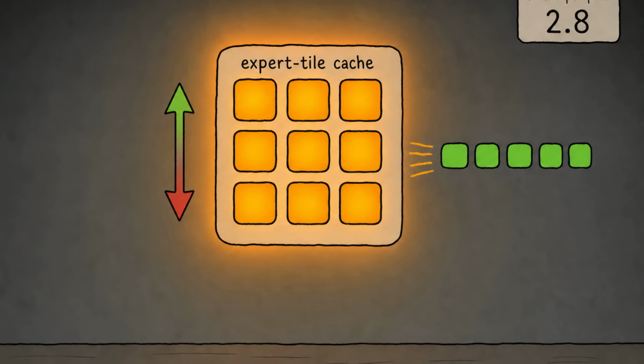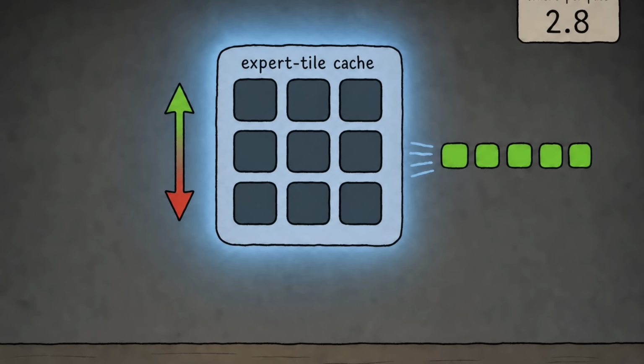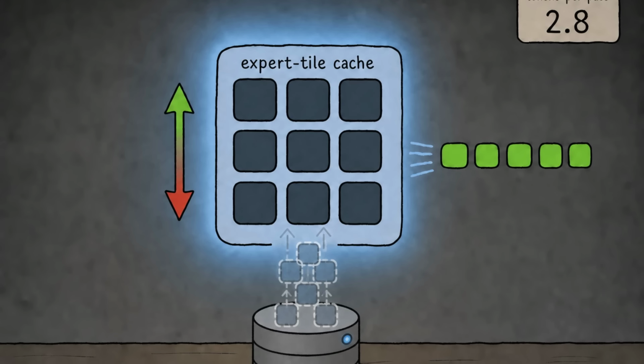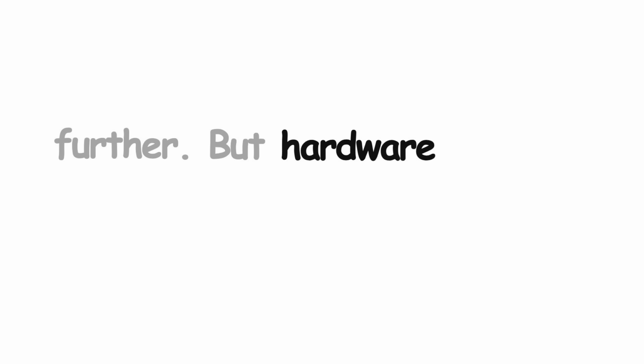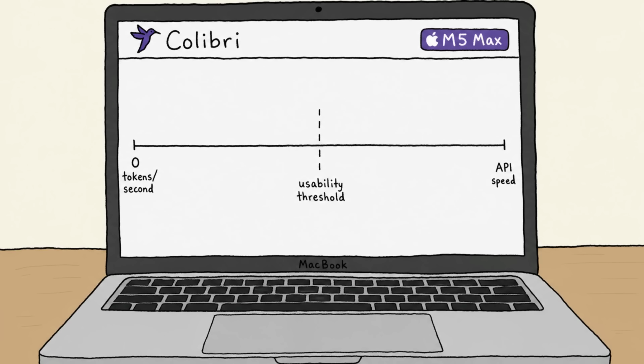Of course, MTP is a double-edged sword. If the cache is completely cold, guessing future tokens means fetching extra, speculative experts from the disk, which can actually slow the generation down even further. But hardware changes the math. Testers running Colibri on an Apple M5 Max with fast internal storage are clocking roughly 1.06 tokens per second.